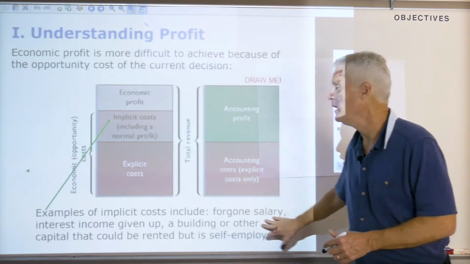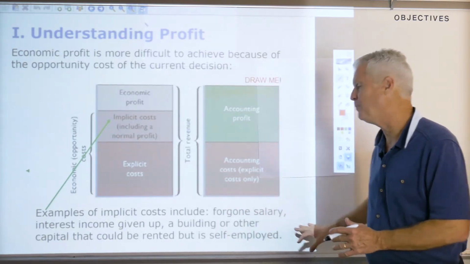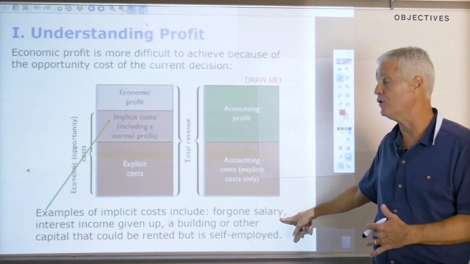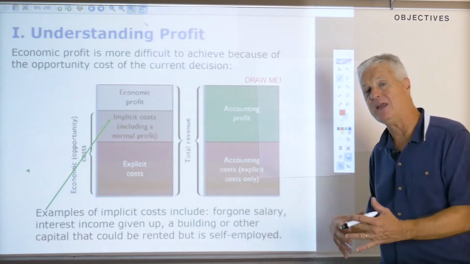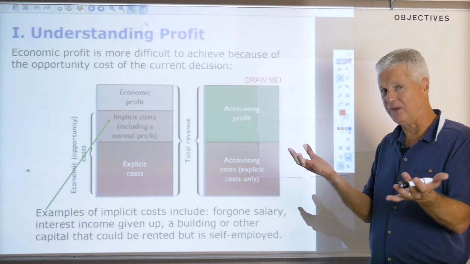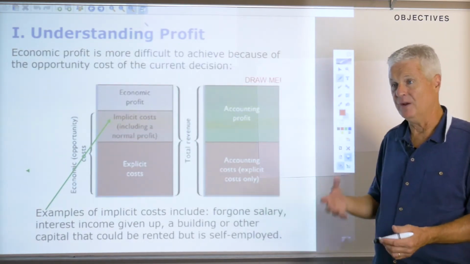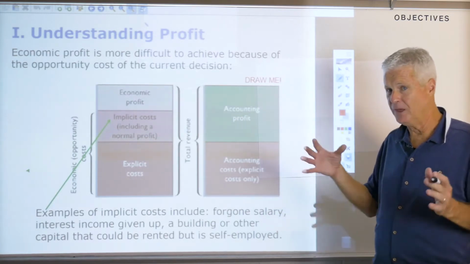Okay, so implicit cost, and these aren't bad to write down. Foregone salary, in other words, the salary you could have earned. If you own a business and you don't take a salary and you say, hey, my business made $50,000, well, that needs to cover your salary, and if your salary ought to be $50,000, then your business made $0.